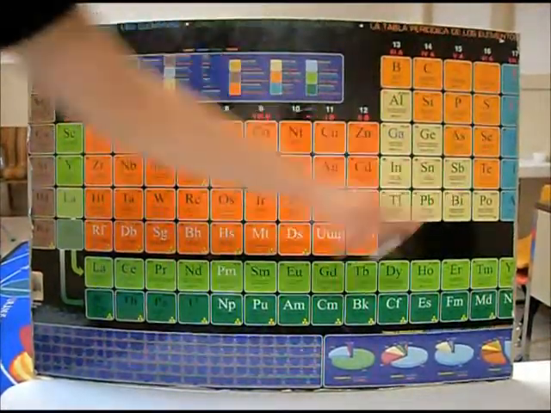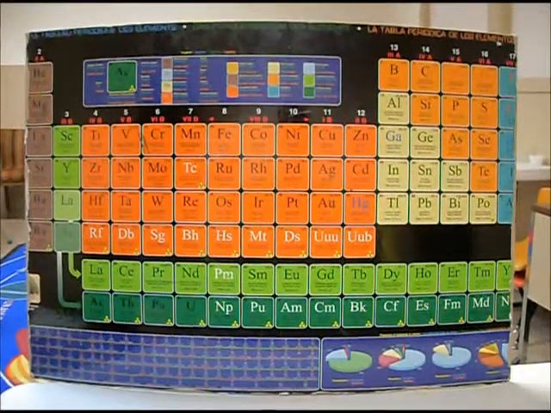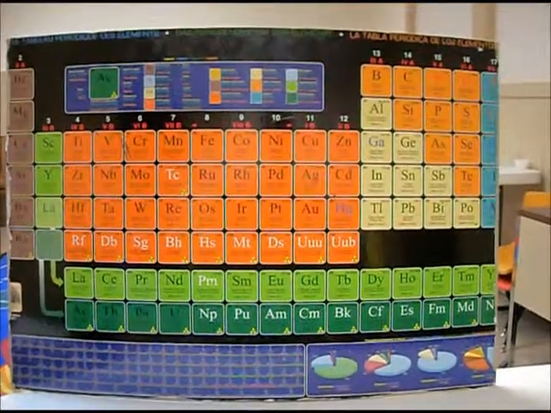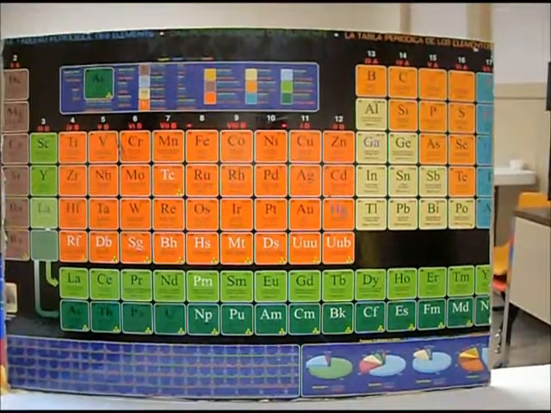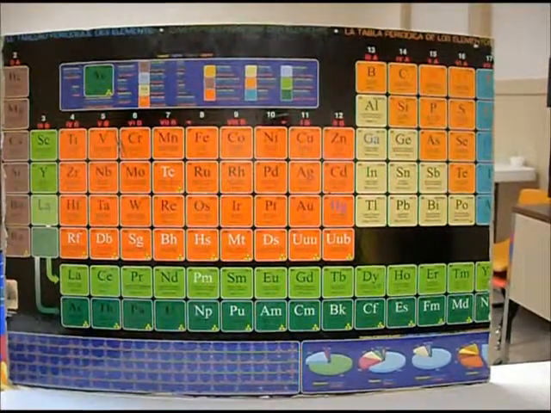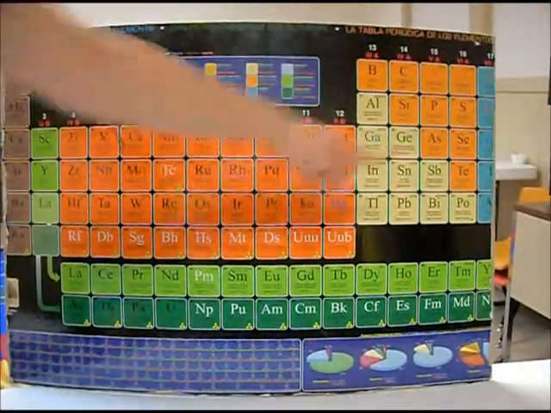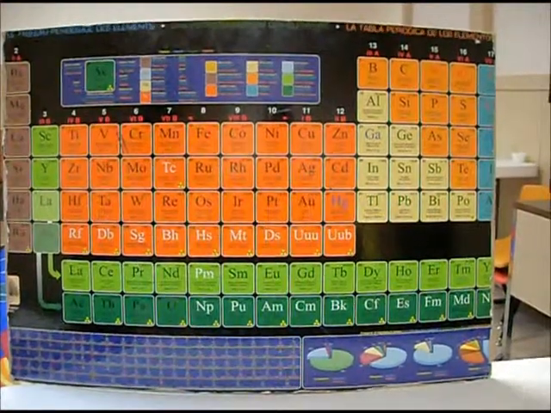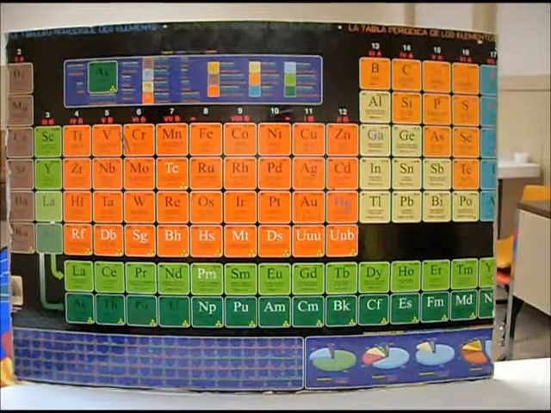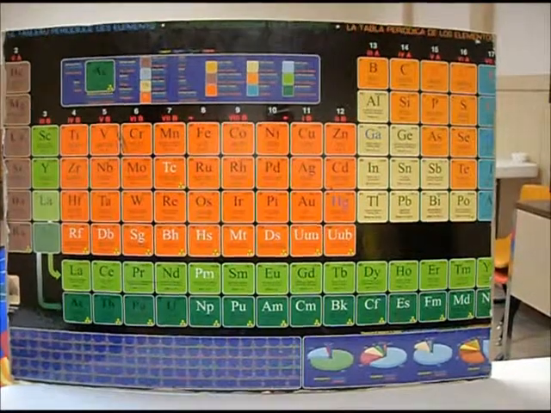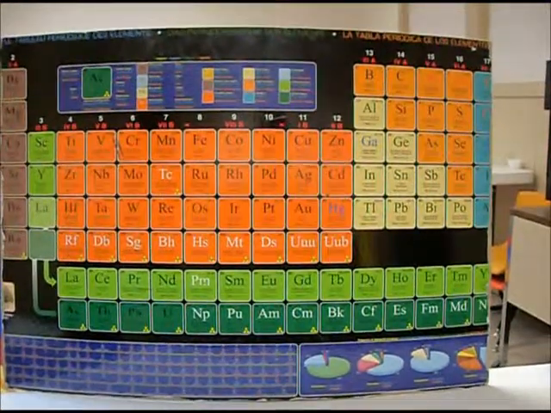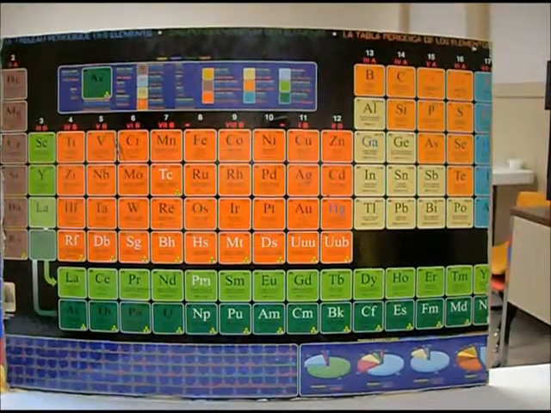This group is the nitrogen group. They have two nonmetals, two metalloids, one metal, and they have five valence electrons. And they're solid at room temperature except N2, nitrogen, which is a gas. This group is the oxygen group. They have three nonmetals, one metalloid, one metal, and they have six valence electrons. They're also solid at room temperature except oxygen, because oxygen is a gas at room temperature.